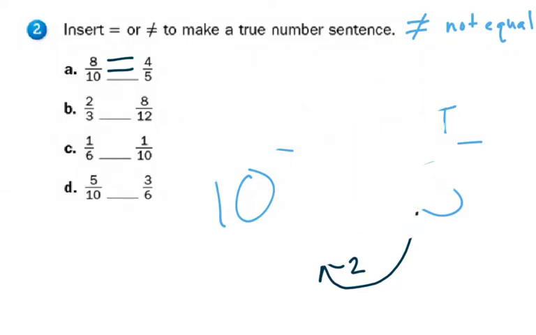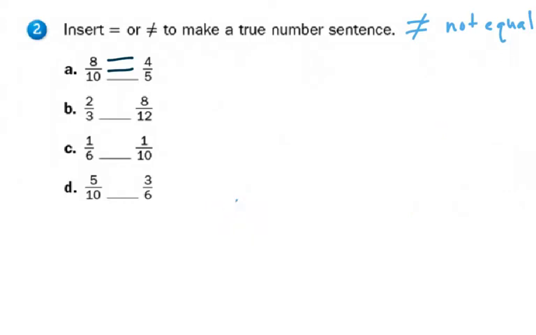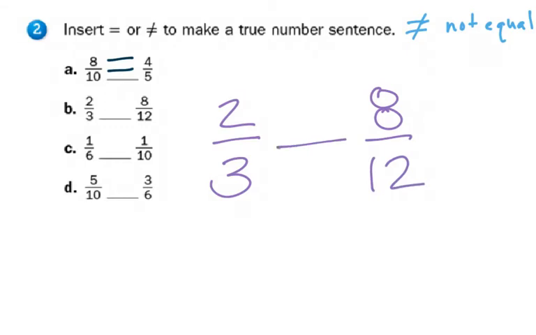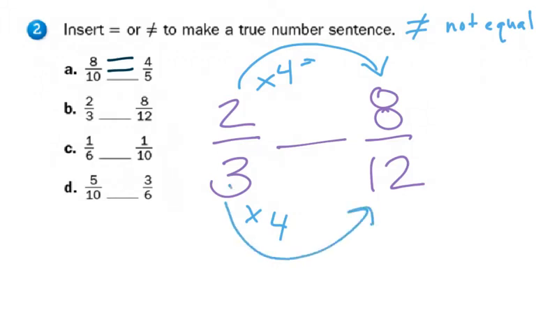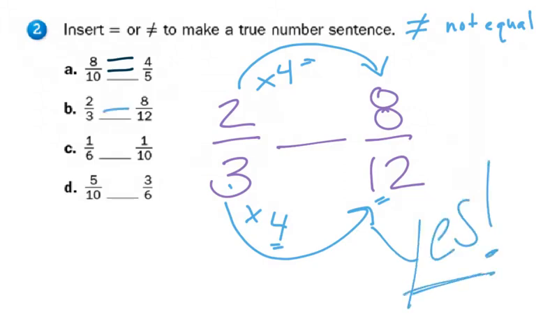Let's move on to 2B. We have 2/3 and 8/12, and we're going to find out if they are equivalent. So I'm going to start at the top. I know that 2 times 4 equals 8. So if I take the top number times 4, in order for it to be equal, I'd have to take the bottom number, the denominator, times 4. Is 3 times 4 12? Yes. They are equal. Go ahead and put an equal sign.